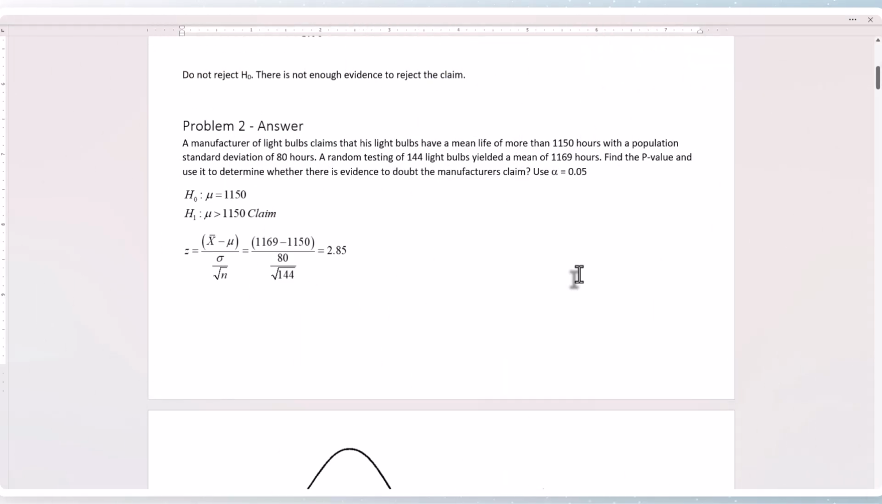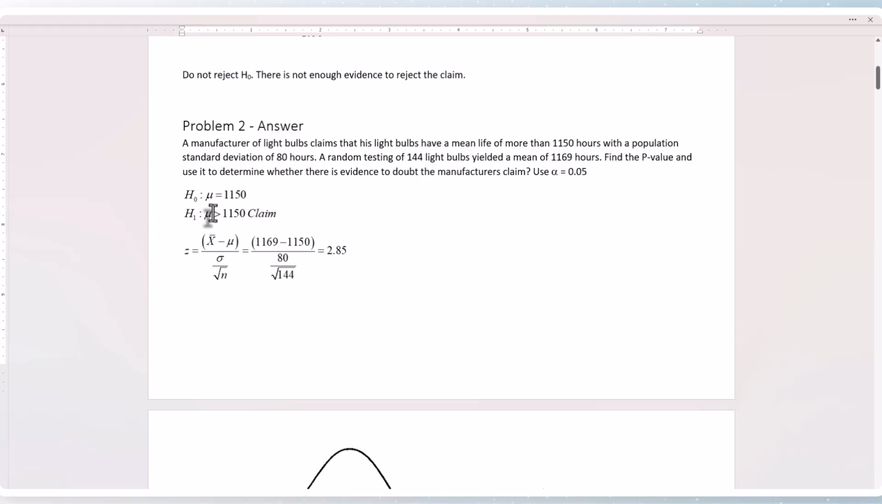Problem 2. It states a manufacturer of light bulbs claims that his light bulbs have a mean life of more than 1,150 hours with a population standard deviation of 80 hours. A random sample of 144 light bulbs yielded a mean of 1,169 hours. Find the p-value and use it to determine if there's evidence to doubt the manufacturer's claim. Use alpha equal to 0.05.